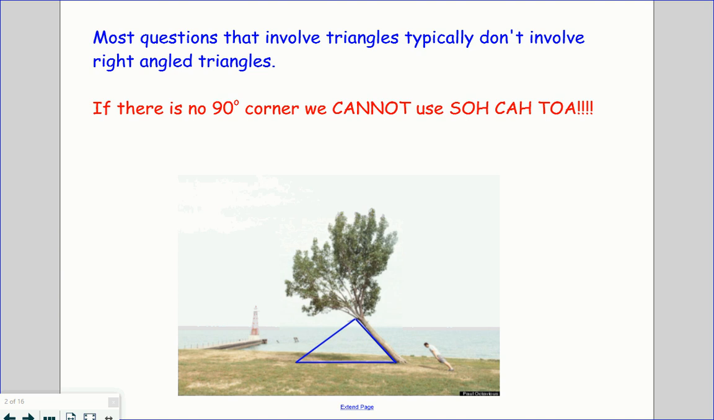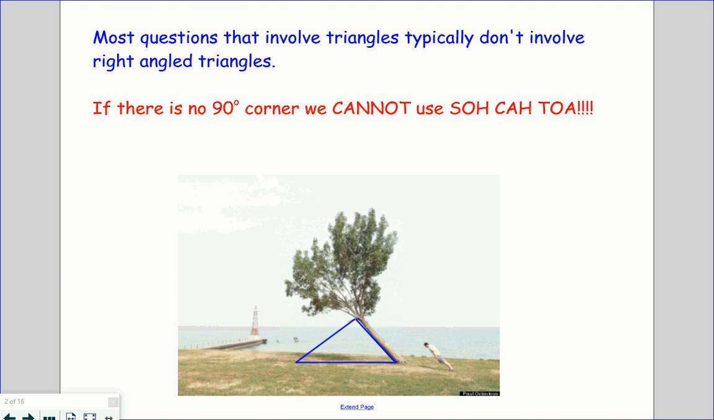So you can see here this tree. I'm assuming it grew in southern Alberta somewhere, just because, again, nothing here seems to grow in a straight angle because of our west winds. If there's no 90-degree corner, we cannot use SOHCAHTOA. You can't say, that looks like a 90, I'm going to assume that is, and then use SOHCAHTOA.